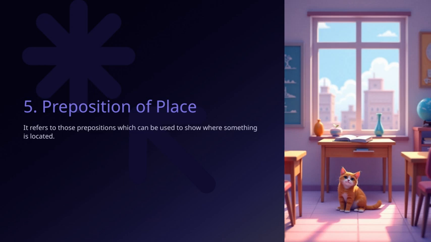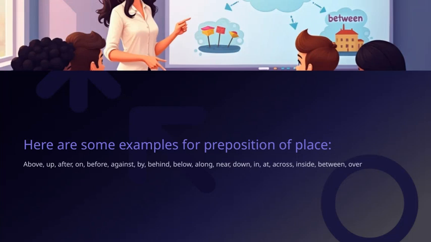So, as we go through this, keep in mind that prepositions of place are fundamental tools for showing where things are in relation to each other. Let's take a closer look at some common prepositions of place. These words help us describe where something is in relation to something else.